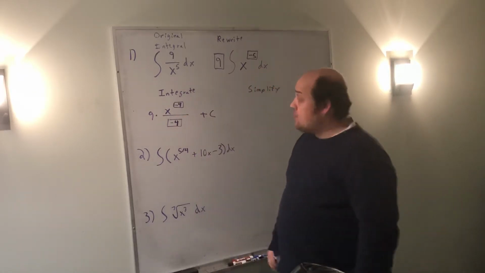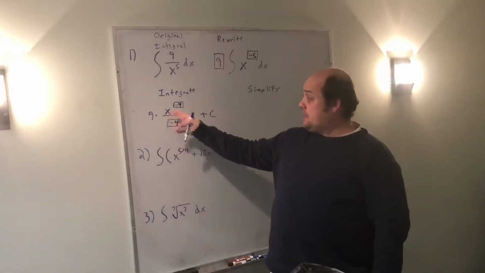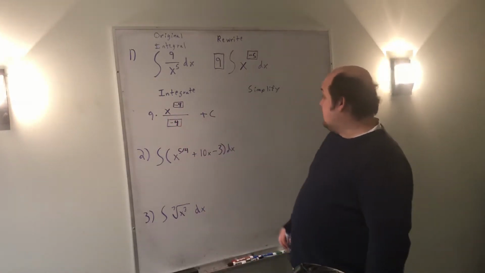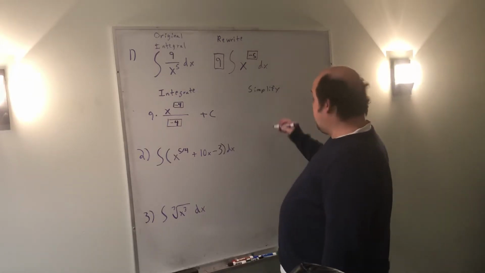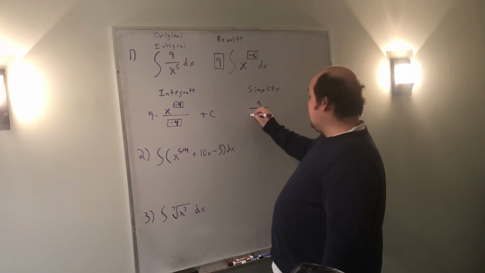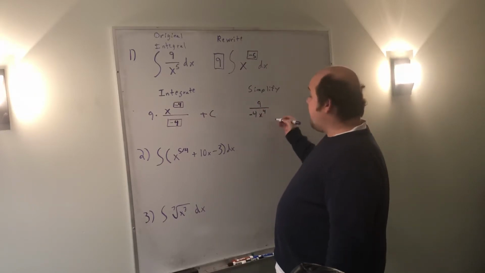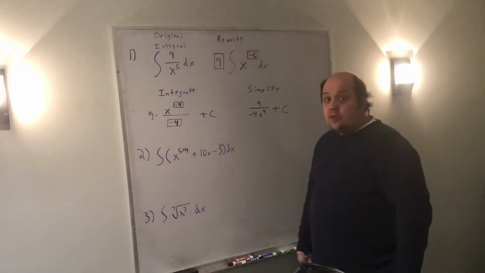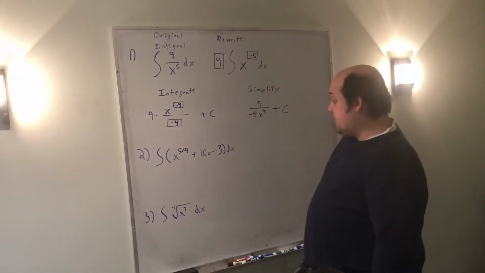So when my integrate step comes up, I have 9 times x to the negative 4th over negative 4 plus c. My last step when I simplify, that 9 is going to stay on top. That negative 4 is going to stay on bottom, but now it's joined by an x to the positive 4th plus c. For question 2, it just asked me to integrate.